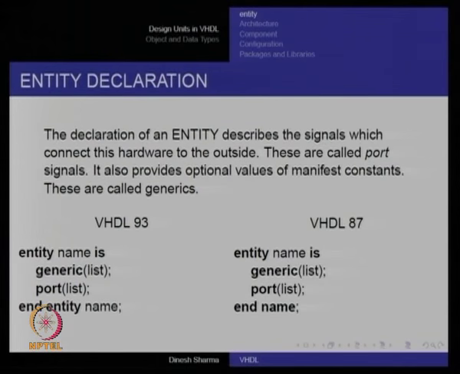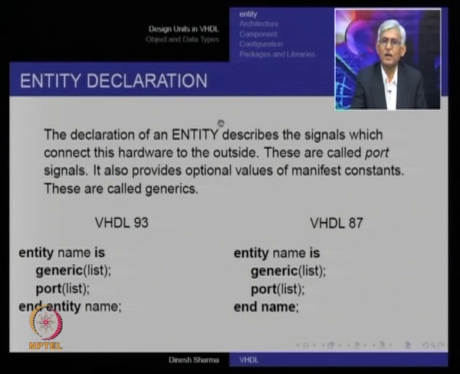The syntax is also important. The declaration of an entity describes the signals which connect the hardware to the outside, and that is all. The rest is done by the architecture. These are called port signals. It also provides optional values of manifest constants, which are called generics. For example, the delay or whatever, the width of a bus, these are called generics. The description of the architecture might be such that it is general. For example, you might have a buffer, and the description could be for an 8-bit buffer or a 16-bit buffer. It does not matter. The description might be the same. It just needs to know how many bits buffer is being described.